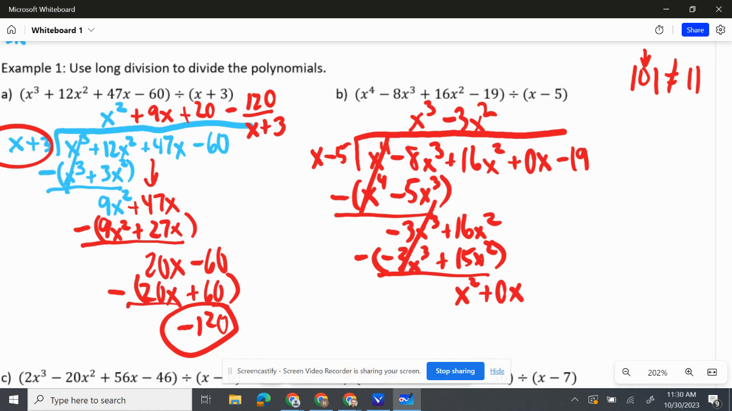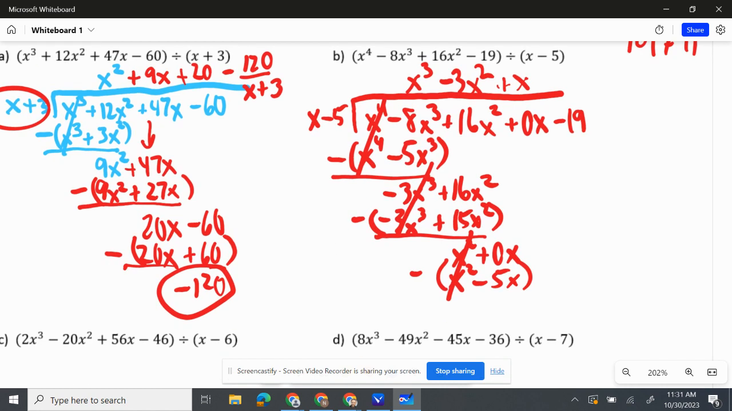x goes into x squared, x times. x times x is x squared. x times negative 5 is negative 5x. And then I subtract my terms. First terms always cancel if you're doing it correctly. This gives us a 5x minus 19.